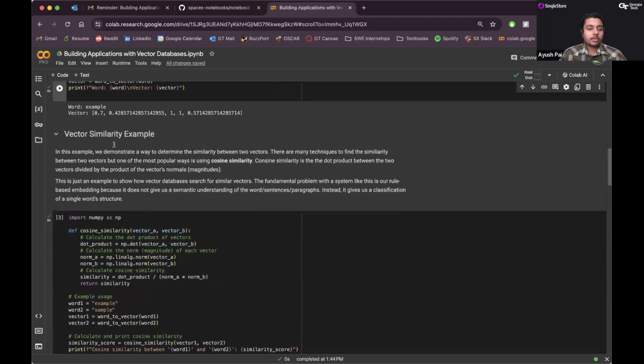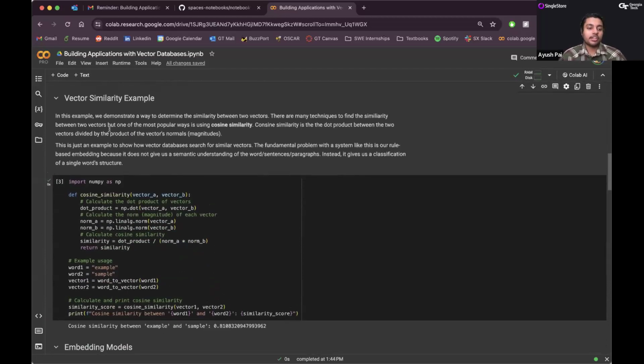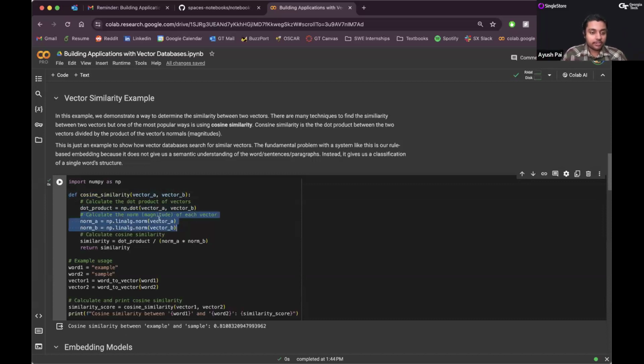Let's talk about a little bit of a vector similarity example here, right? In this example, I create this cosine similarity function, and explain how the cosine similarity formula works. Essentially, the cosine similarity is the dot product of the two vectors divided by the product of the vectors' norms, or their magnitudes. It's a pretty simple formula, but it's something that powers a lot of these vector similarity algorithms. We have vector A and vector B. We calculate the dot product, then we calculate the norms, the magnitudes of each vector, and then simply take the dot product and divide it by the product of the norms.